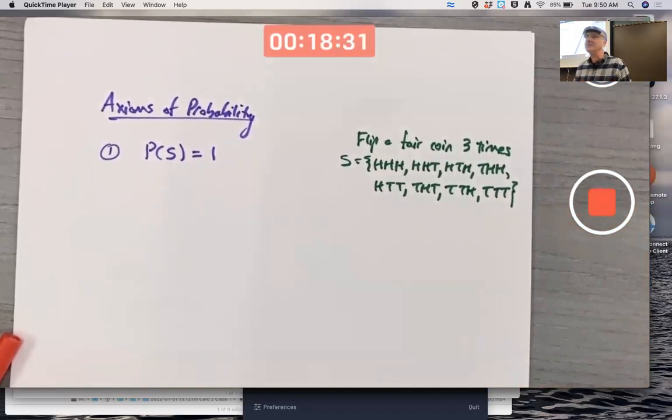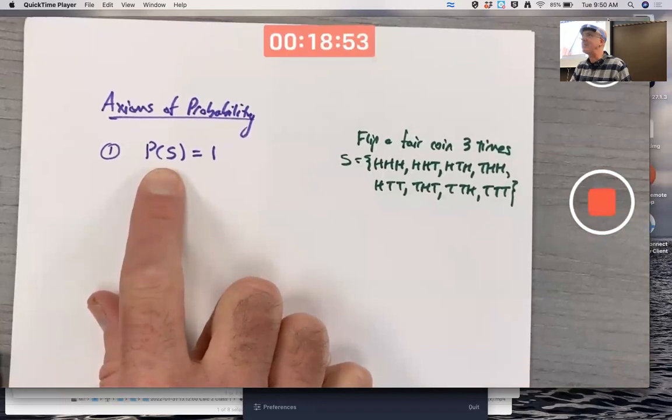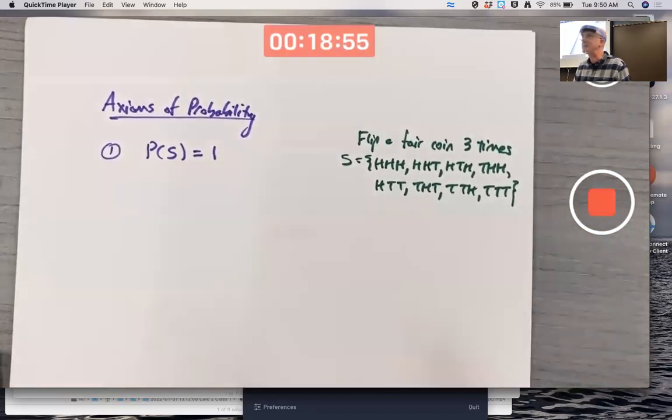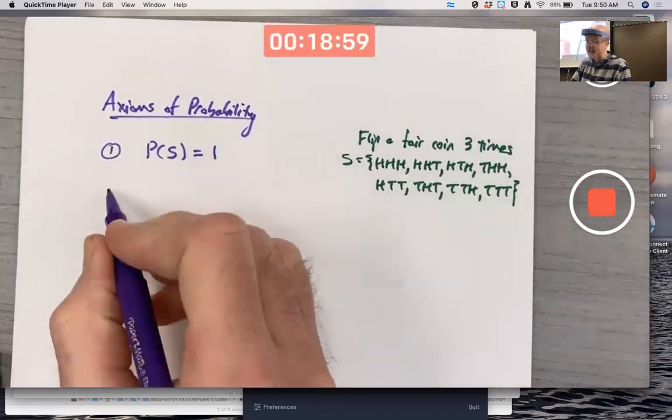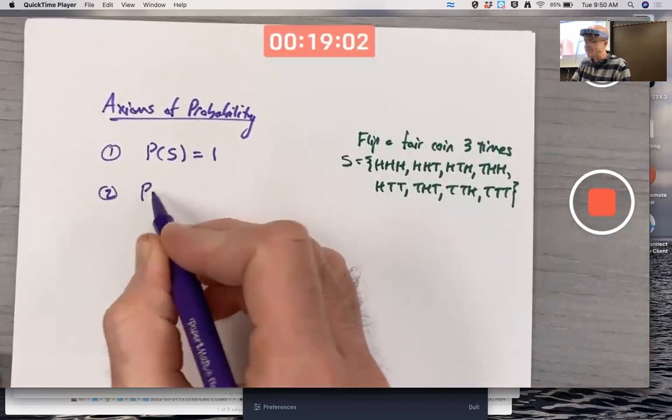Now, could something not in this list happen? Well, theoretically, you could flip the coin and your dog could come running through the room and jump and eat the coin. But we don't think about that kind of thing because it's so rare that you don't worry about it, right? Keep things simple. The probability, essentially this is saying the probability of something happening is 1. Something in the sample space is going to happen. 100% chance.